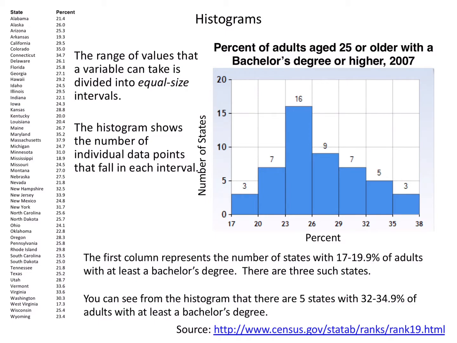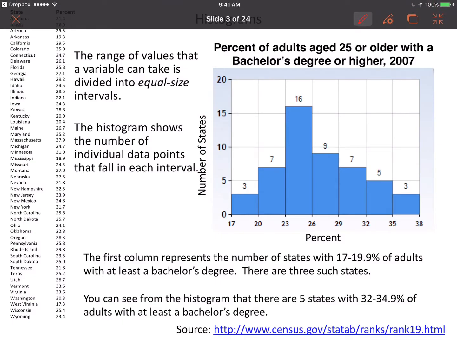So what we do is we're going to take that data and divide it into equal sized intervals. So what I've done is divided those numbers into intervals of size 3. You can see on the x-axis of my histogram here, 17 to 20, and then 20 to 23, 23 to 26, and so on. So I've broken that data into intervals of size 3. And the height of the histogram tells me how many data points fall in that interval.